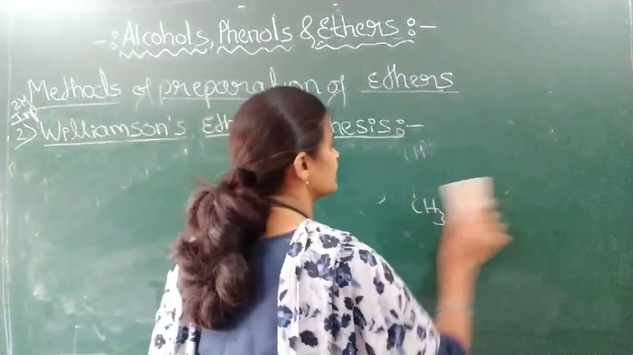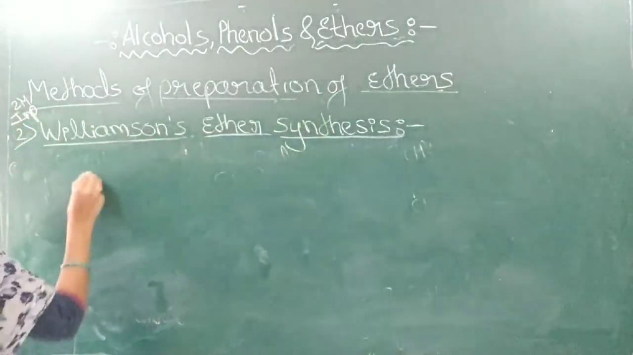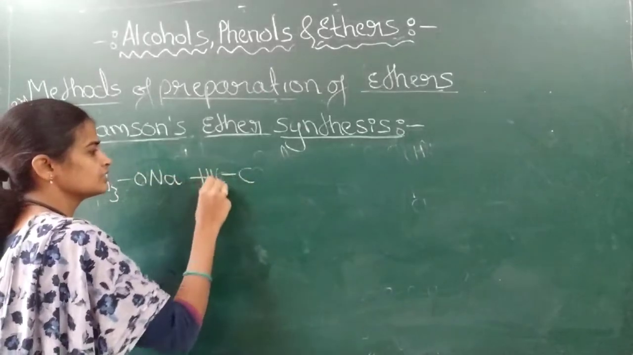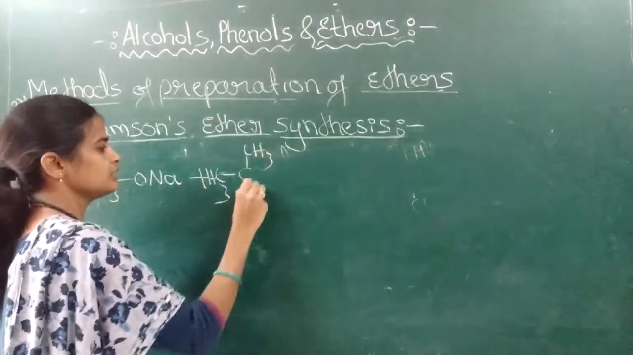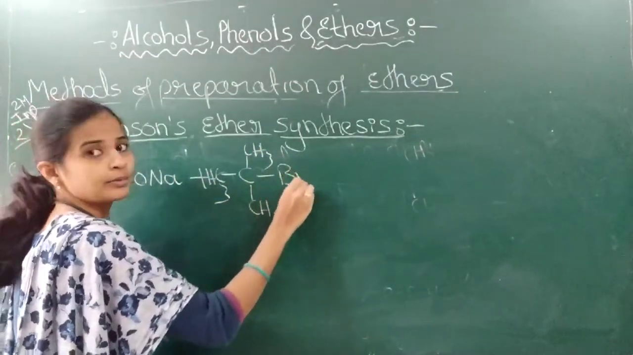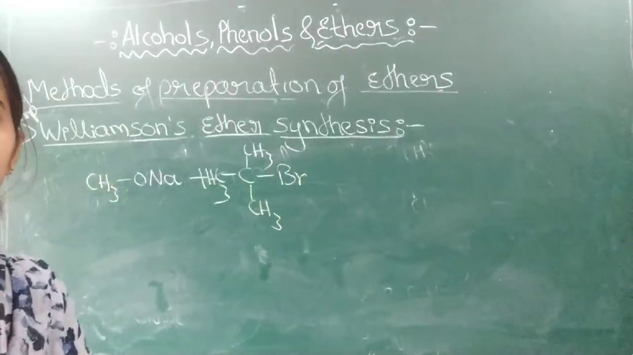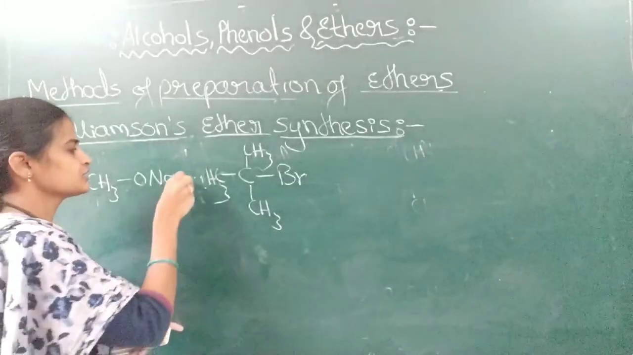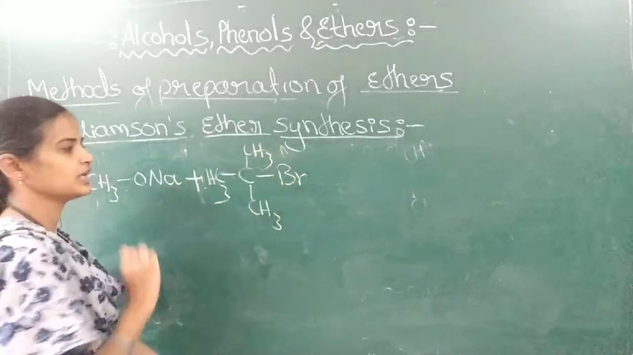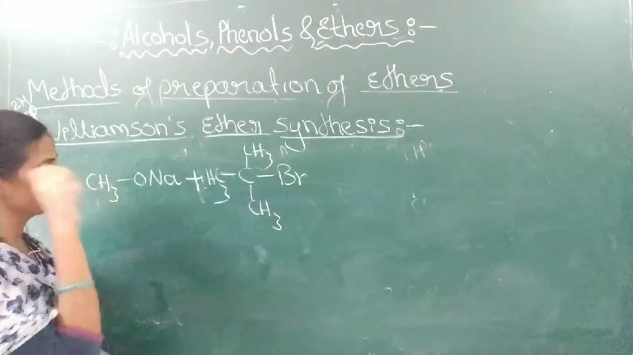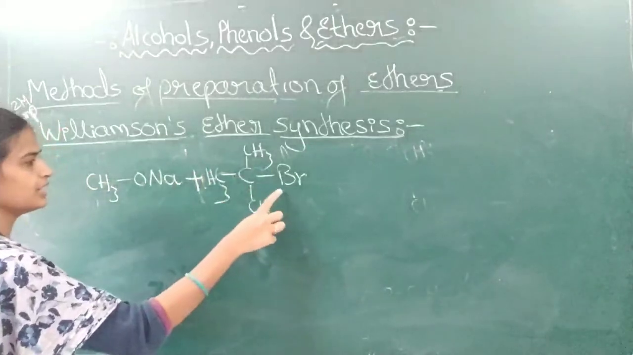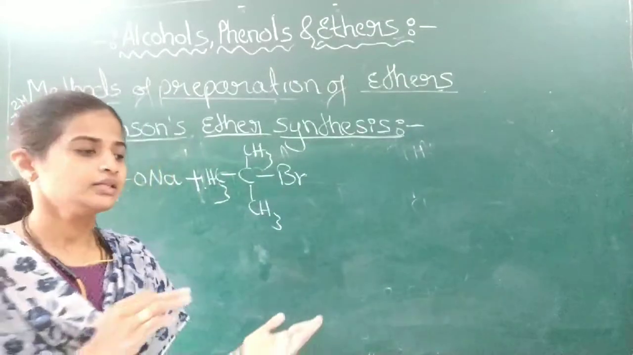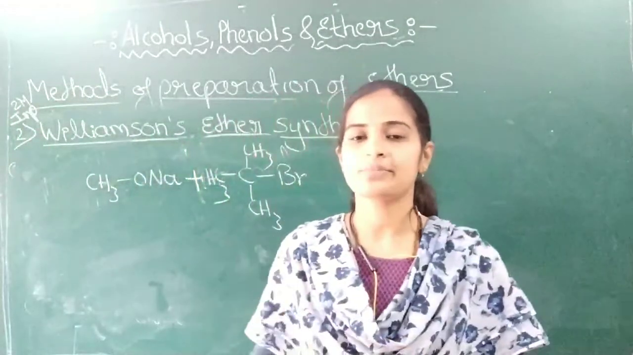If we take the tertiary alkyl halide instead of primary, for example, CH3ONa plus (CH3)3CBr. Yes, I have taken tertiary alkyl halide. What happens? What is the expected reaction if it is primary? NaBr should get eliminated to attach OCH3 here. But instead of the substitution reaction here, the elimination reaction competes over substitution reaction.